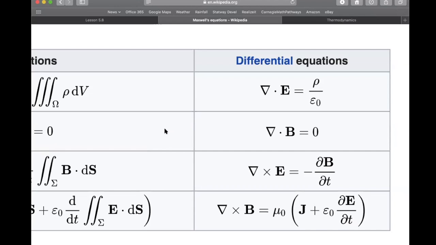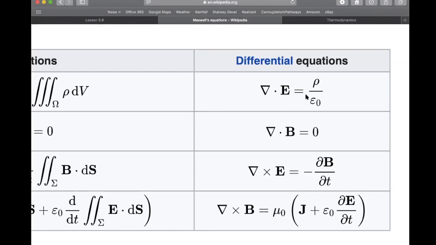I don't know a lot about electricity and magnetism, but I know that E stands for an electric field. You see they do it in bold fonts to tell you that's a vector field. And B is magnetic. So I can read a few things from this. This del dot E, that's the divergence of the field. And they're saying that the divergence is not zero for an electric field.